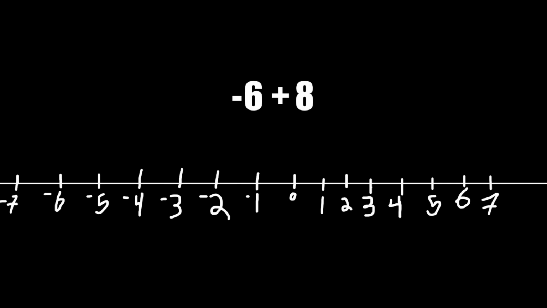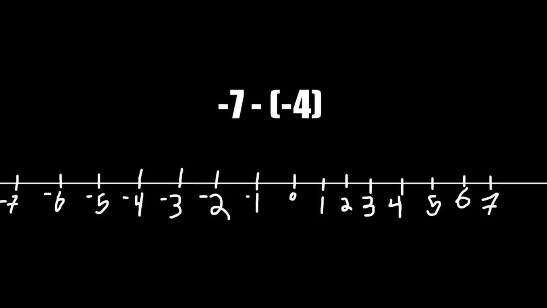So this is the first problem, which is -6 plus 8. We're adding a negative and a positive. So we're going to be starting at -6, and we're going to be moving right 8 times. So 1, 2, 3, 4, 5, 6, 7, 8. So the answer to this problem will be 2. Let's go to the next practice problem.